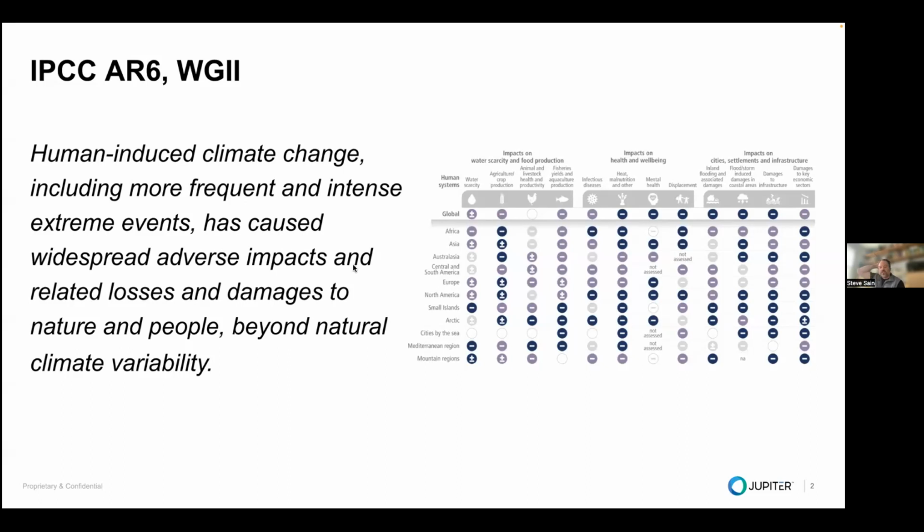The figure I show here is just cut and pasted straight from the report. I don't know how easy it is to see, but on the rows you have different geographical areas, and the columns are different impacts to different segments of whatever you want to call it. The first few here deal with water scarcity and food production. The middle ones are impacts on health and well-being, and the last few are on infrastructure, cities and other built infrastructure.